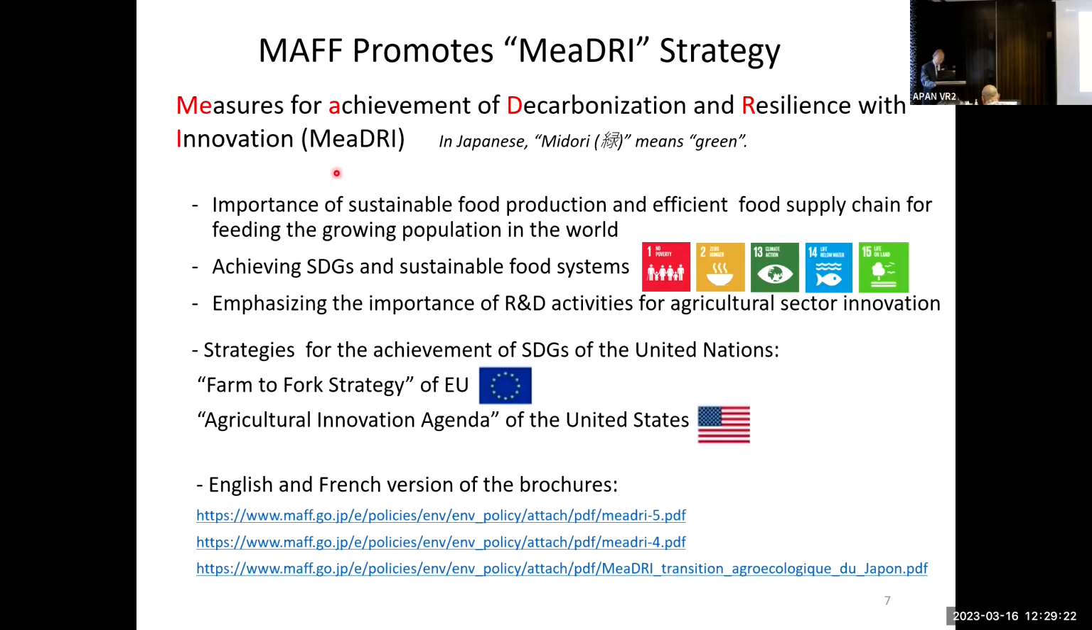And this strategy emphasizes the importance of research and development activities for agricultural sector innovation. And the ministry intends to advertise this strategy intensively for international discussion. So we have not only English version, but also French version of the brochures. And this strategy will be comparative to the farm to fork strategy of EU and agriculture innovation agenda of the United States.